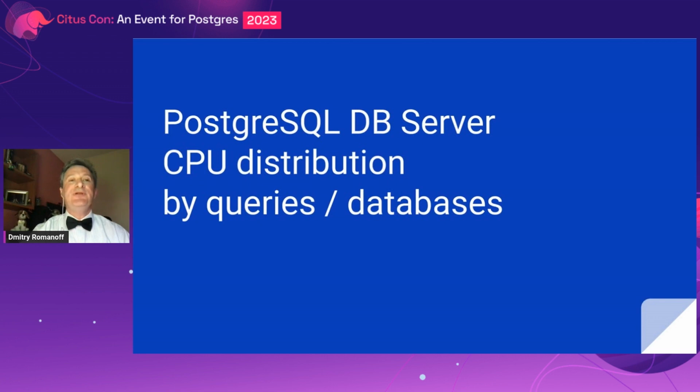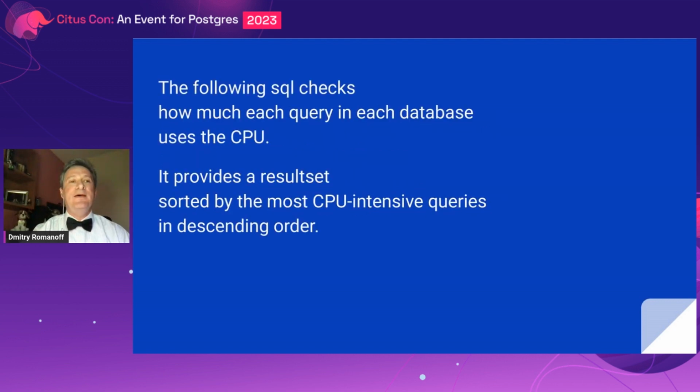Postgres database server CPU distribution by queries and databases. The following SQL checks how much each query in each database uses the CPU. It provides a result set sorted by the most CPU-intensive queries in descending order.